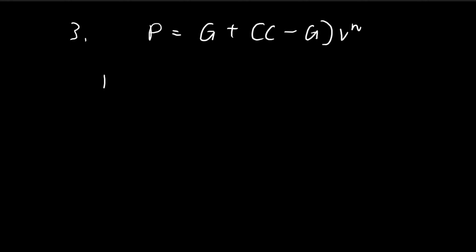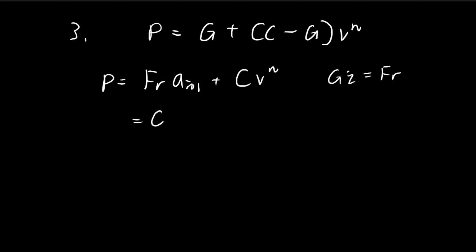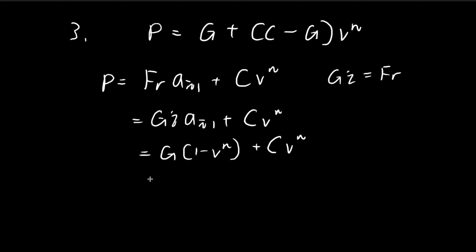So once again, let's try to prove this formula first. As always, we start off with the basic formula. Let's try to substitute G into the formula. So recall that G i is equal to F r. So all we have to do is just get rid of the F r. And then obviously there's an i that can cancel out with the denominator in the annuity immediate term. And so this gives us G plus C minus G v to the power of n. So that's how you prove the base formula.